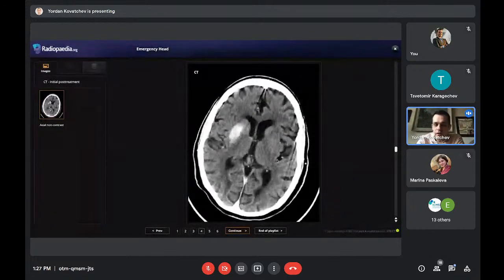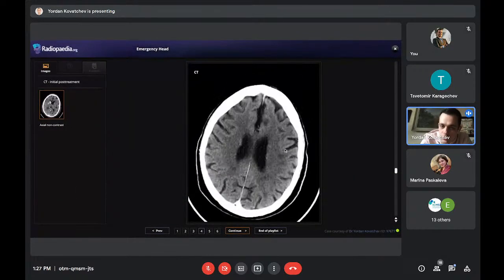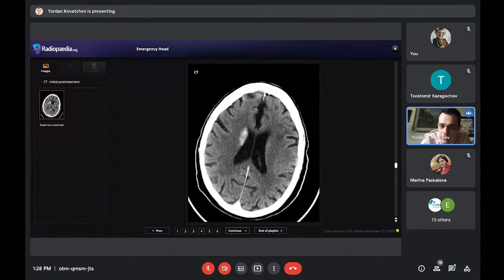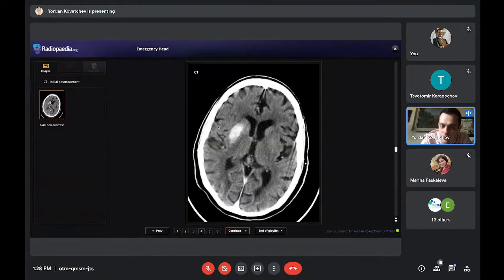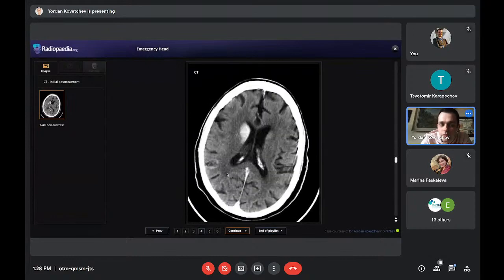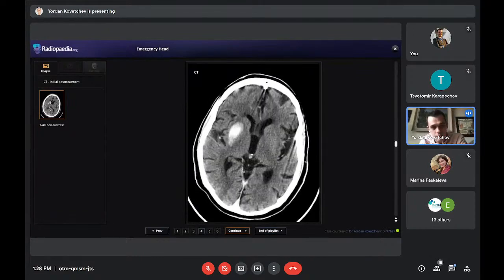We discussed it, and Dr. Karagechev told me about one article and also one earlier, similar case, but instead of here, these hyperdensities were in the cortex. And what this actually is, it could be a hemorrhage. That's not excluded. Of course, it could be a hemorrhage, but it could also be contrast developing.